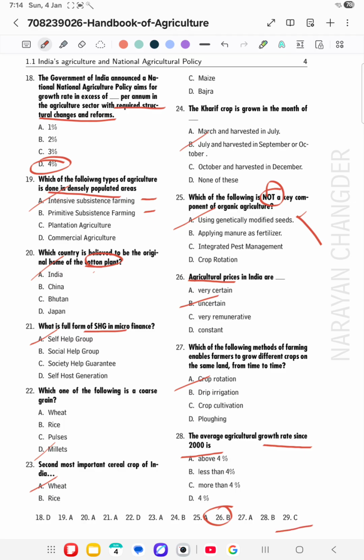The average agricultural growth rate since 2000 is. Okay, I'll see the answer here. Less than 4%. Here we read that we are expecting 4% or more. The National Agricultural Policy aims for a growth rate in excess of 4%, meaning more than 4% per annum, which is what we are expecting. And since 2000, the growth rate is less than 4%. Okay.